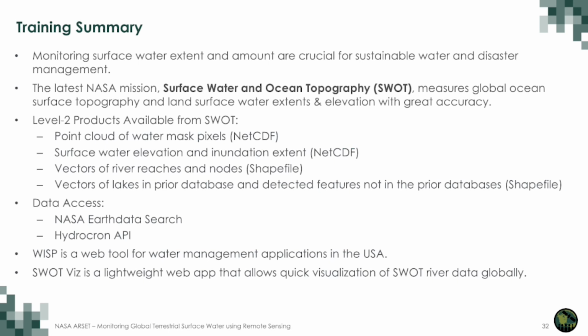Level 2 products are available from SWOT in point cloud of water mass pixels in NetCDF format, surface water elevation and inundation extent, vectors of river reaches and nodes in shapefile format, and vectors of lakes in prior database and detected features not in prior databases, also in shapefile format. Data access was shown in both NASA Earthdata Search as well as the Hydrocron API. And WISP, which was demonstrated today, is a web tool for water management applications in the United States. And SWOTViz, also demonstrated today, is a lightweight web app that allows quick visualization of SWOT river data globally.